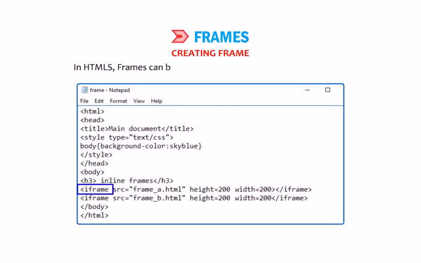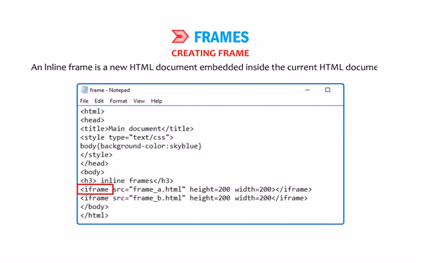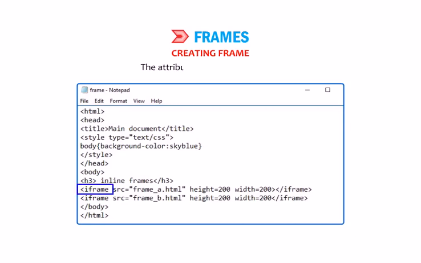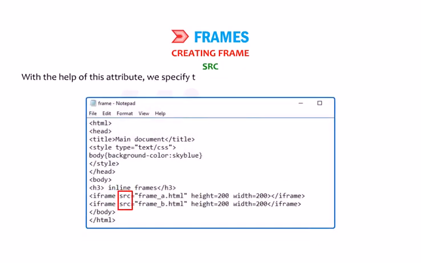Creating a frame. In HTML, frames can be created using the iframe, inline frame, tag. An inline frame is a new HTML document embedded inside the current HTML document. The attributes of the iframe tag are src. With the help of this attribute, we specify the path of the document that should be displayed in the inline frame.